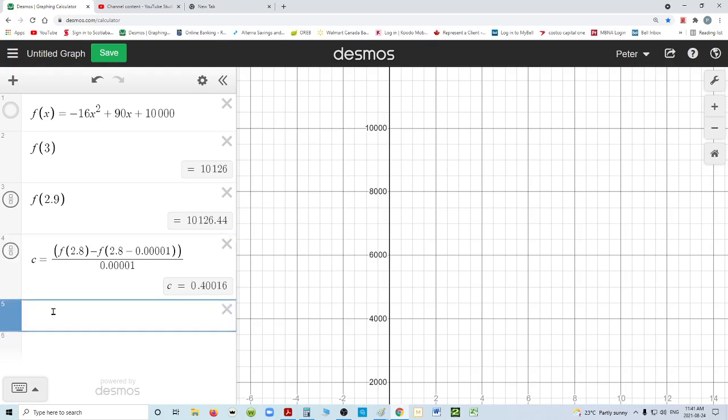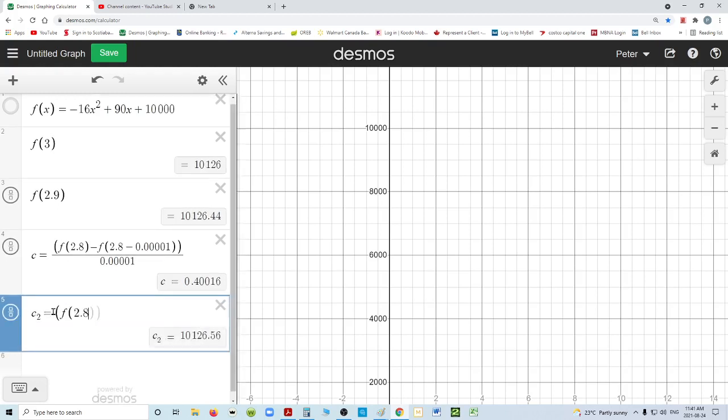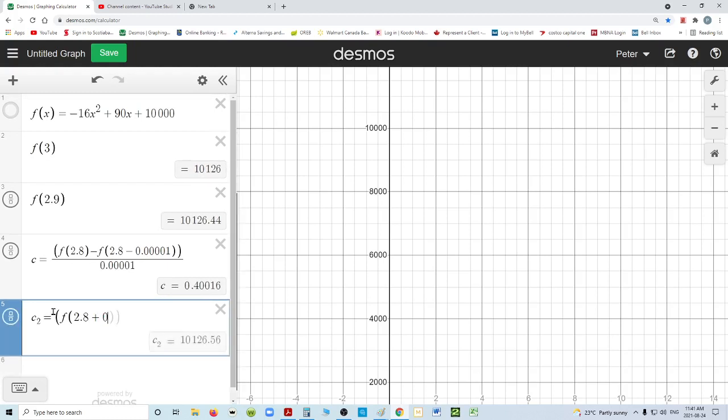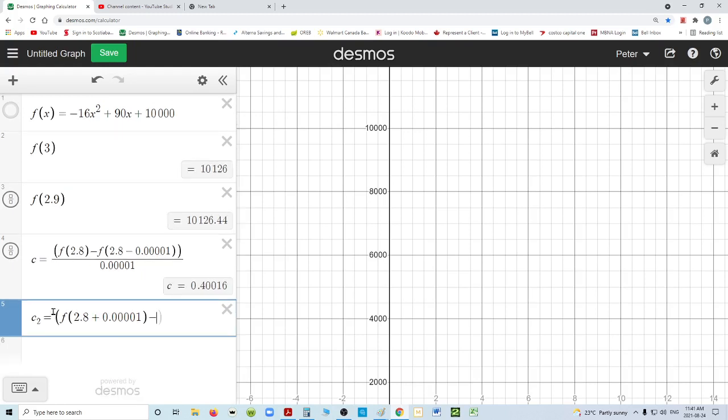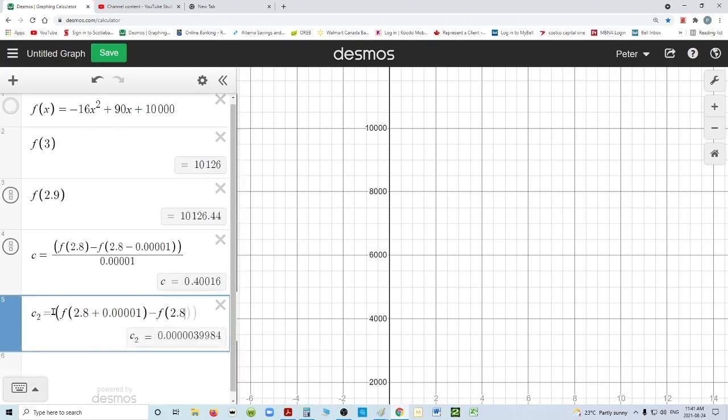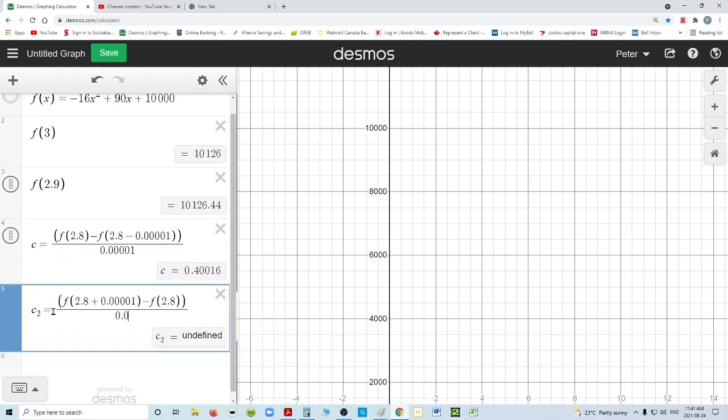Let's find my rate of change on the right side of it. So the right side of this, f(2.8 plus h), with h being 0.00001, minus my f(2.8), because 2.8 is to the left of it, all divided by my h, 4 zeros. And I see on the right side it's still positive, which means 2.8 is not the peak either. So it's somewhere between 2.8 and 2.9.